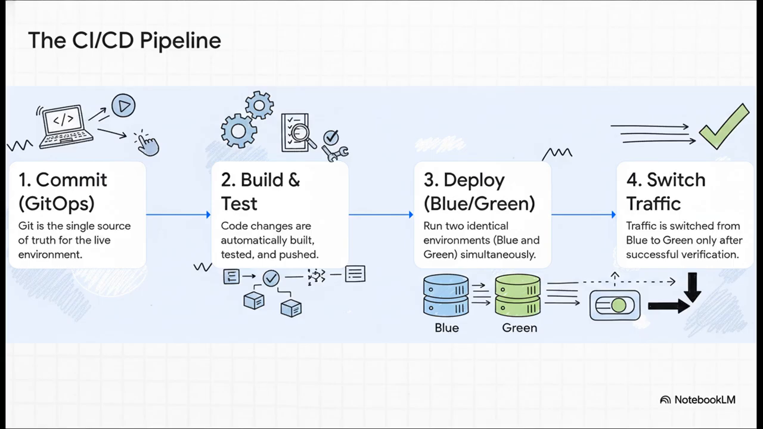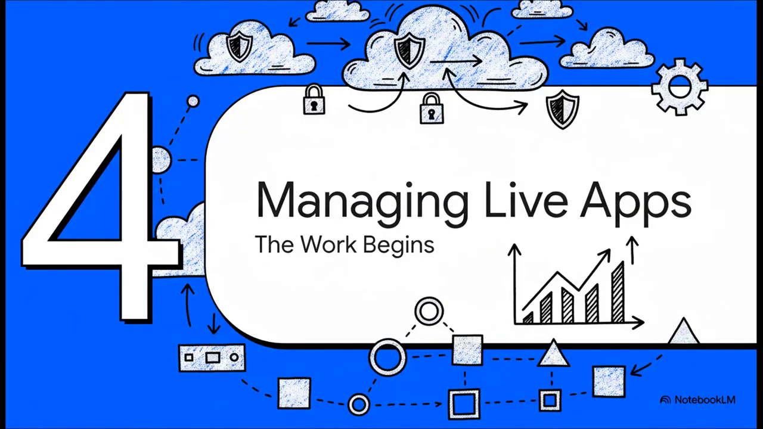This idea is called GitOps, where the code repository itself becomes the master blueprint, the single source of truth for what should be running live. The pipeline then builds and tests the code, and finally deploys it safely using a really cool technique like blue/green, where the new version runs right alongside the old one until we're 100% sure it's safe to switch all the traffic over. And there it is. Our new feature is now live.